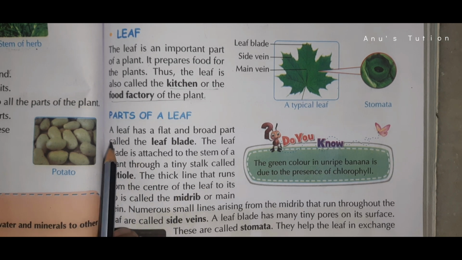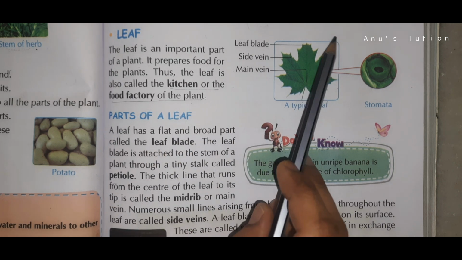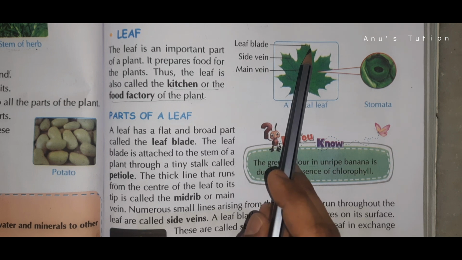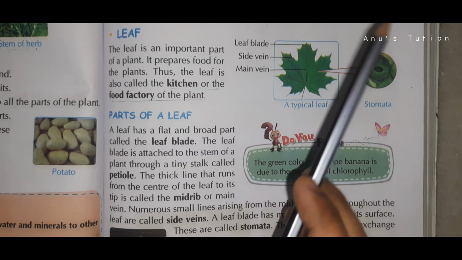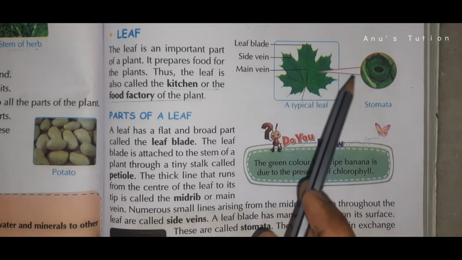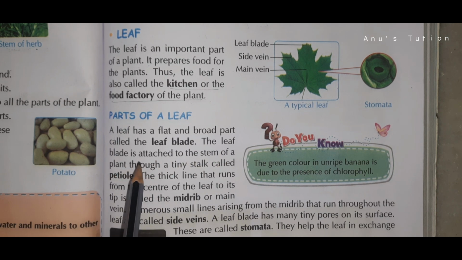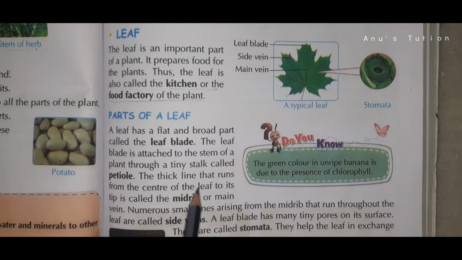Petiole. A leaf has a flat and broad part called the leaf blade. This is nothing but a leaf blade. This leaf blade is attached to the stem of a plant through a tiny stalk, which is called the petiole. The thick line that runs from the center of the leaf to its tip is called a midrib or main vein.